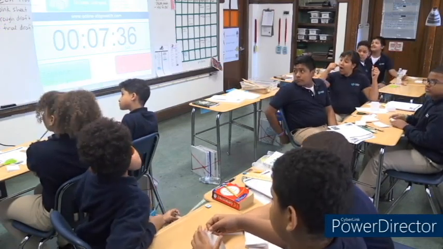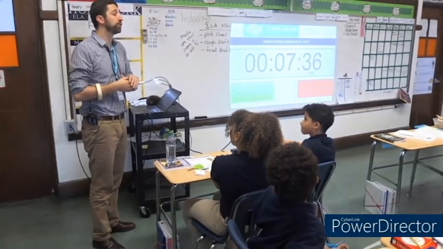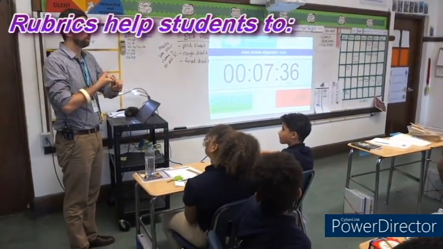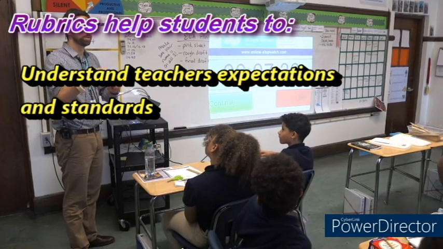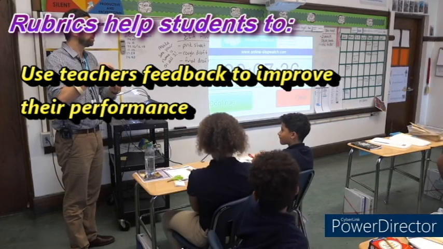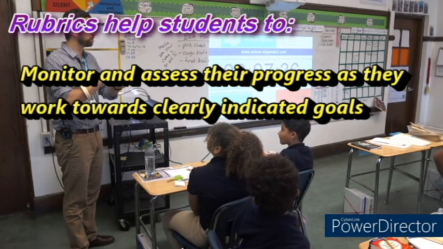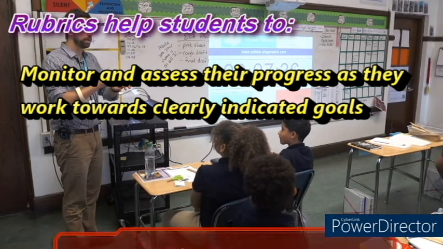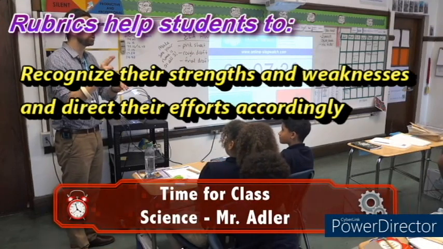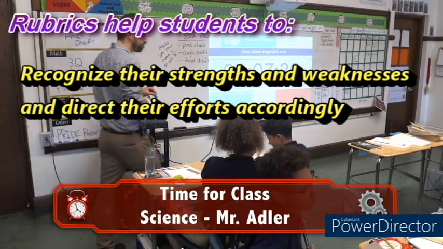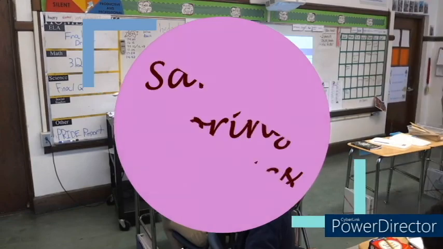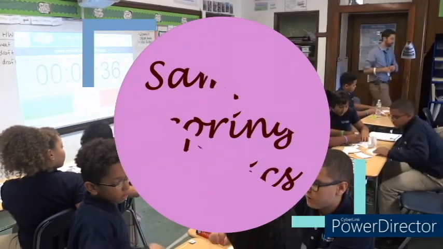An effective rubric can also offer several important benefits to students. Rubrics help students to understand teachers' expectations and standards, use teachers' feedback to improve their performances, monitor and assess their progress as they work towards clearly indicated goals, and last, recognize their strengths and weaknesses and direct their efforts accordingly. So I have here sample scoring rubrics.